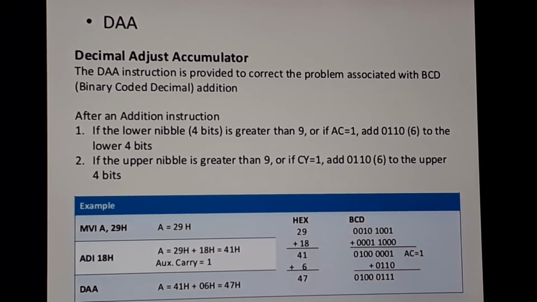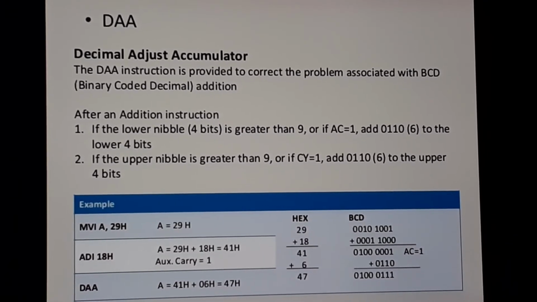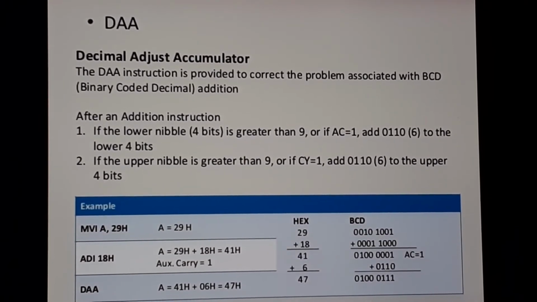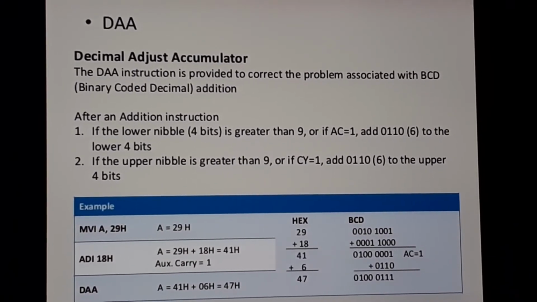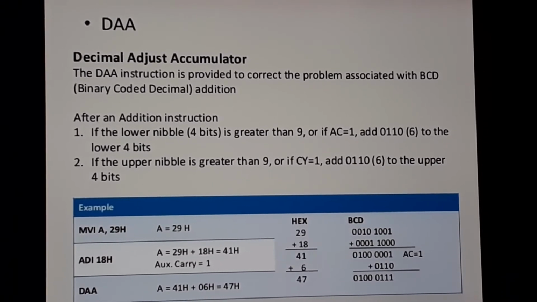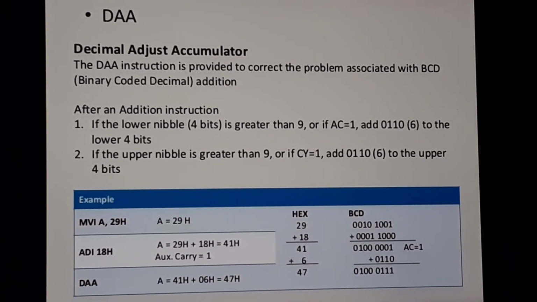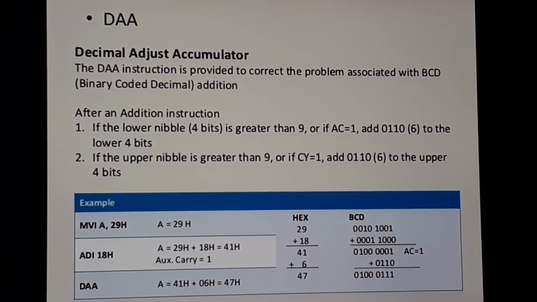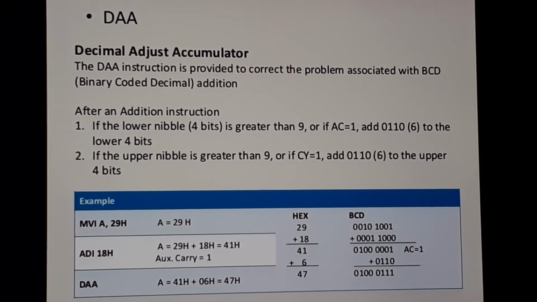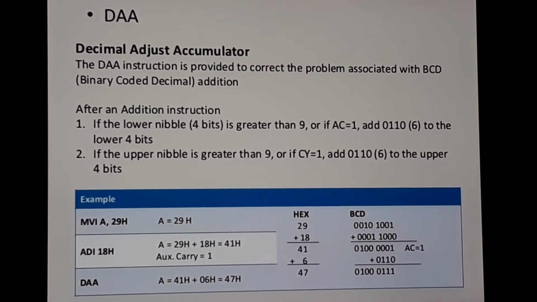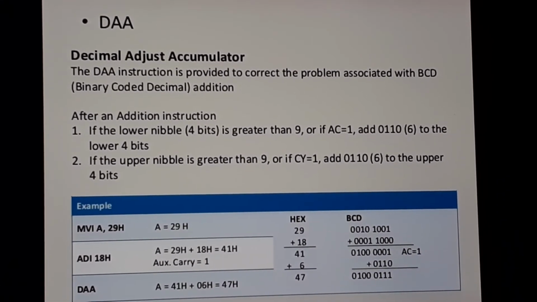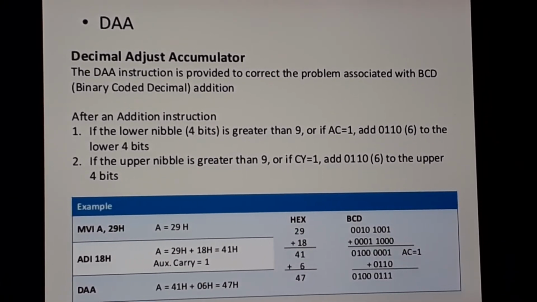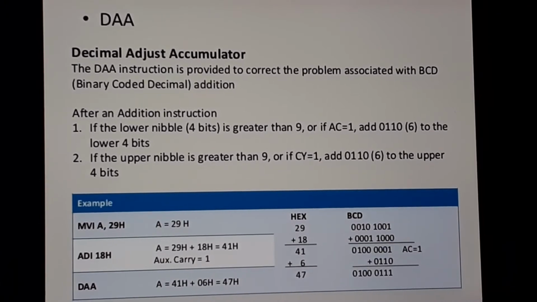Because we need to find the answer in BCD, for correcting that BCD answer we use the decimal adjust accumulator, the DAA instruction. Why? Because we do not get the correct answer in BCD, but in decimal it is showing something else. So for that we use this particular instruction for correcting the problem associated with BCD addition. Now what we do, we have rules in this particular instruction. Actually there are 3 rules. I have written 2.